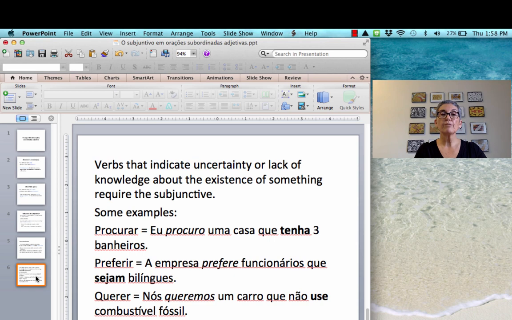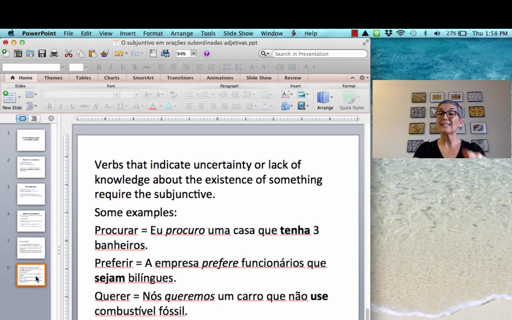So the company prefers employees that are bilingual. So you lack the knowledge if these exist or not, okay? But they prefer that. You have to use the subjunctive. Nós queremos um carro que não use combustível fóssil. So we want a car that does not use fossil fuel. So you want it, but you don't know if it exists or not, if it's available or not. Okay? So you're going to use the subjunctive.